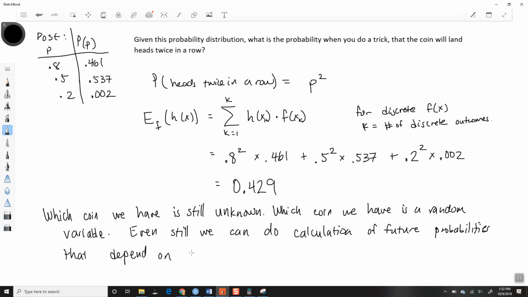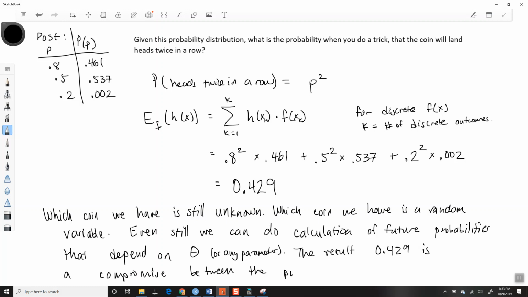That depend on theta, and I'm going to use theta as the generic parameter term, or any parameter. And this result, 0.429, is a compromise between the possible outcomes.